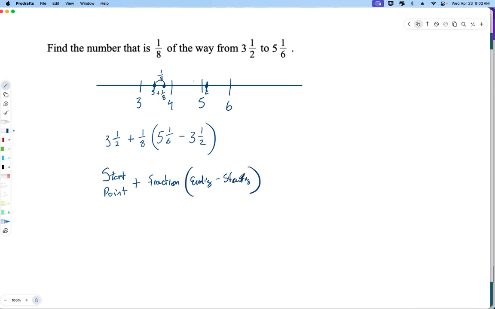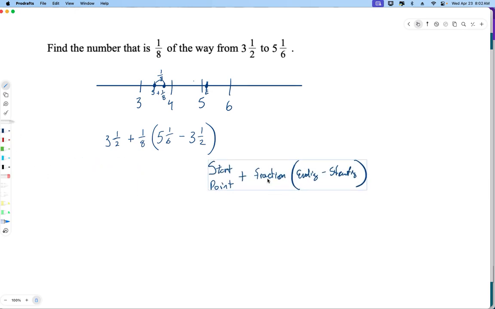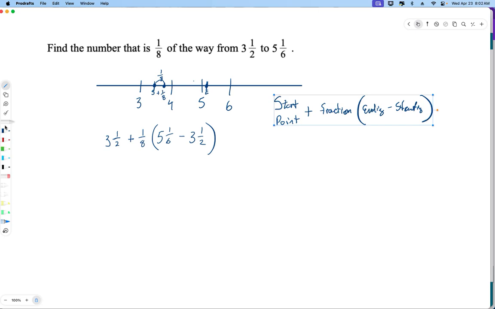That is the formula you're going to use every single time. Starting point plus the fraction of the range. This is the range, and range is just another word for distance between points. Okay? Got your head wrapped around that?